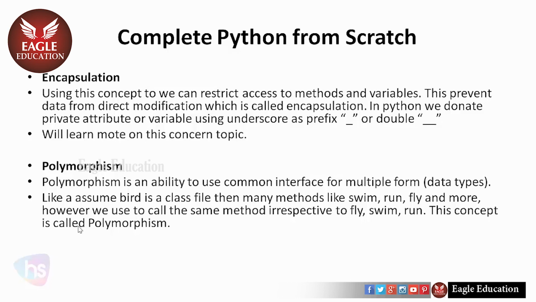And polymorphism. Polymorphism, we have just discussed it. It is the ability to use a common interface for multiple forms, the data types. Assume Bird is a class. I am declaring Bird as a class file with many methods like swim, run, fly, and more. We can assume many methods to create. However, we can call all these methods by using a single function. How that is possible, we'll see.